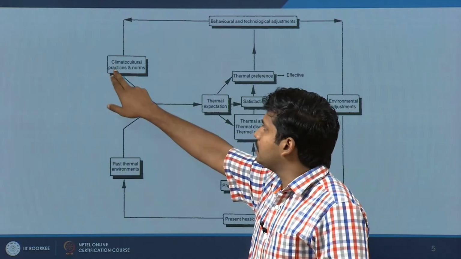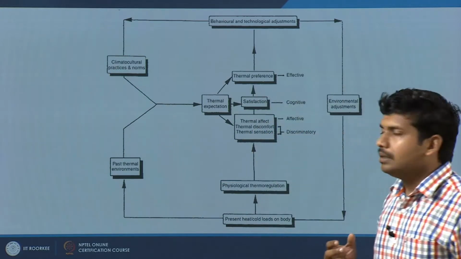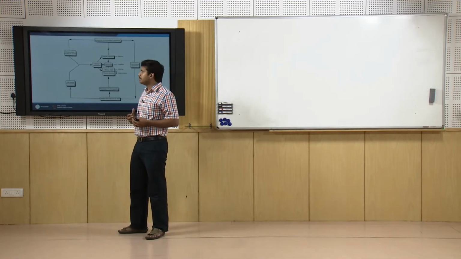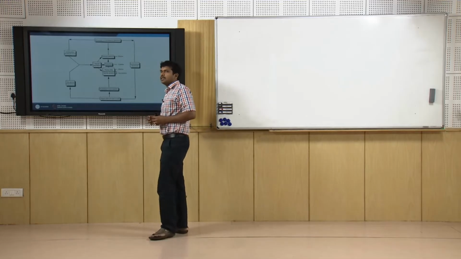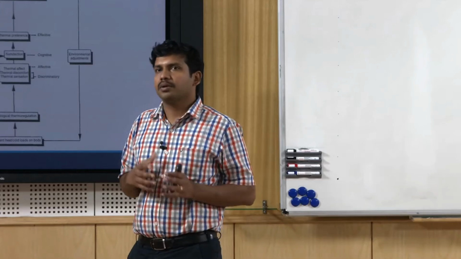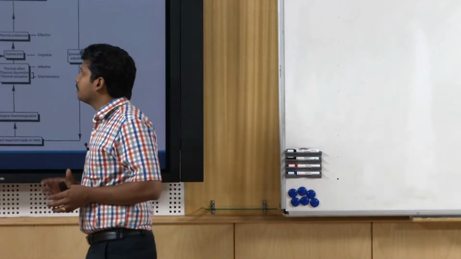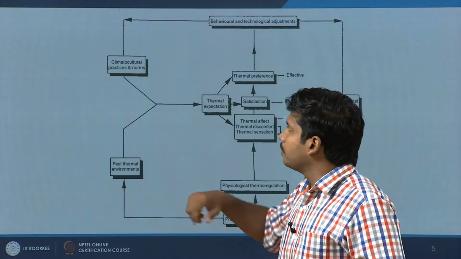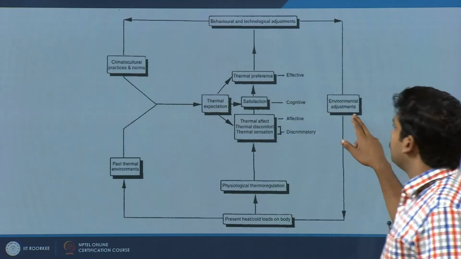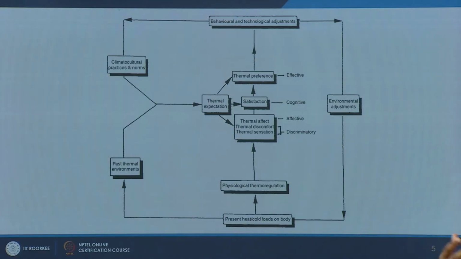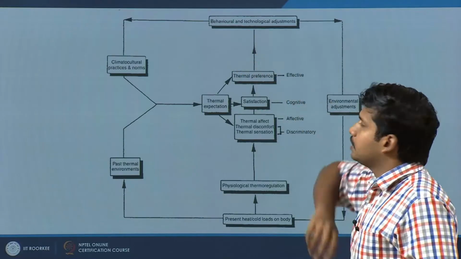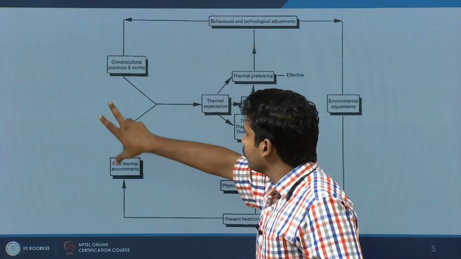Then come the climocultural practices and norms. There are certain cultural practices, starting from the dressing code, and from our food habits. People living especially in composite climatic regions have a specific way of food habits during summer, during winter, during monsoon times. These are quite well adapted food practices, climocultural practices and norms. Then you have environmental adjustments which a person does, active or passive, leading to behavioral and technological adjustments. So, these things totally come back.